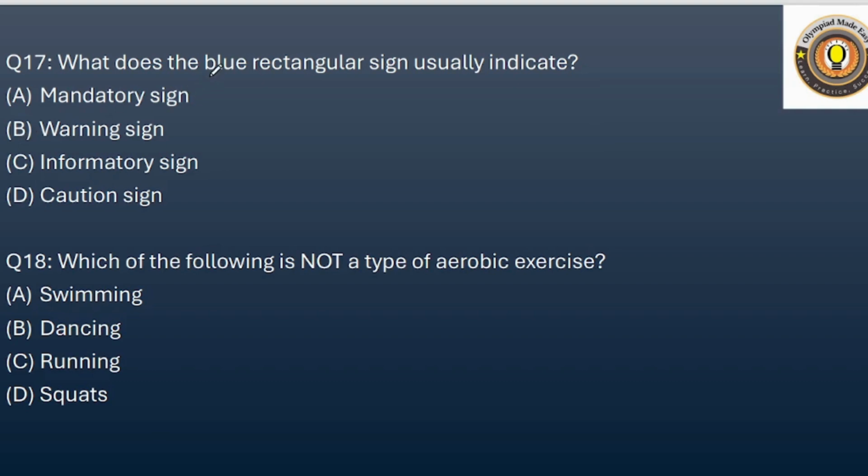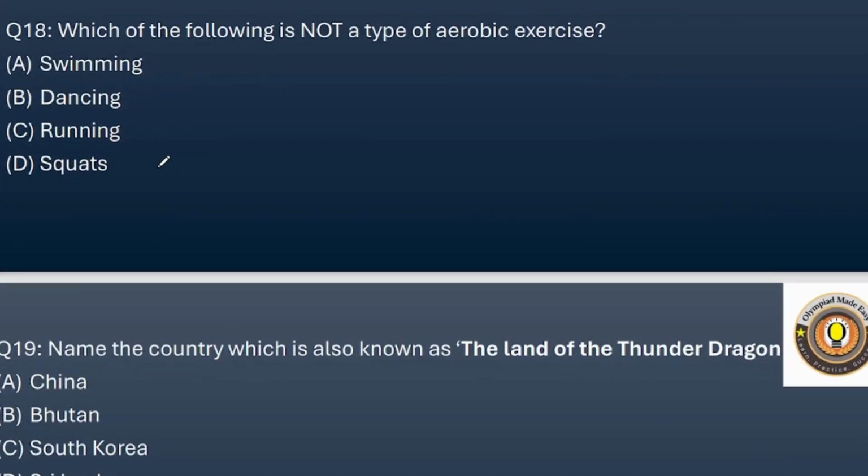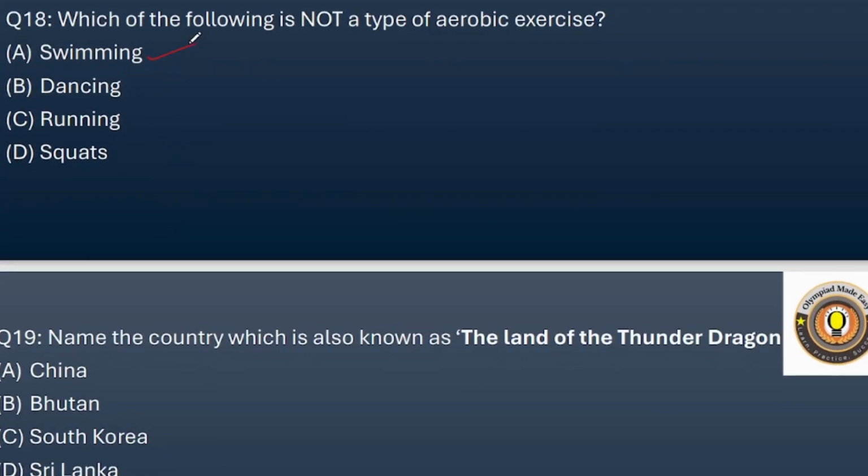What does the blue rectangular sign usually indicate? Mandatory sign? No. Warning sign? No. Informatory sign? Yes. Just now you have seen the hospital sign, which was a blue rectangular sign, so this is an informatory sign. Which of the following is not a type of aerobic exercise? Swimming is an aerobic exercise. Dancing, yes. Running is not an aerobic exercise. Squats, yes. So running is your answer.